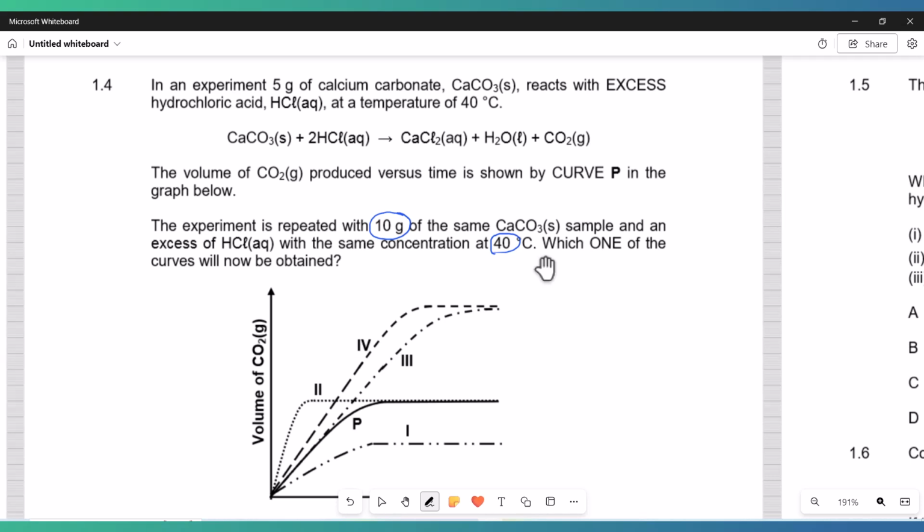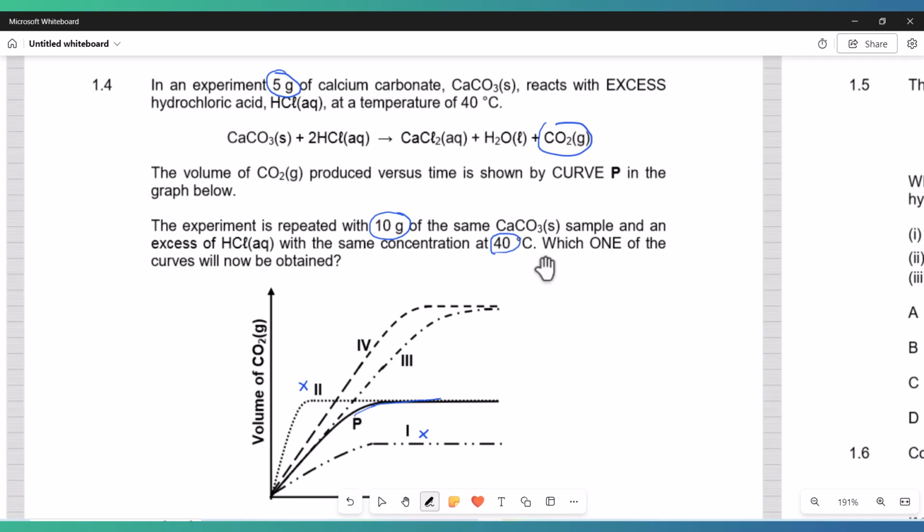Here in this first experiment they had 5 grams, okay. Now from this particular case, if you check what's happening here, because of the increase in the mass of calcium carbonate, we expect to get a higher yield of calcium carbonate. So if this is graph P, it means that we must have a high yield, which means that graph 2 and number 1 are not correct because they give us the same yield and the lower yield, okay.